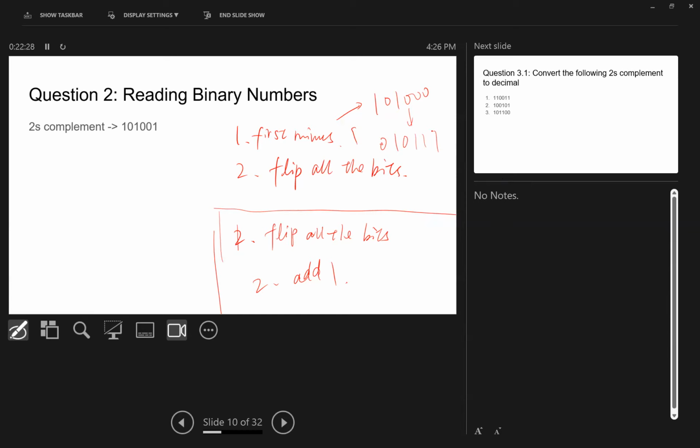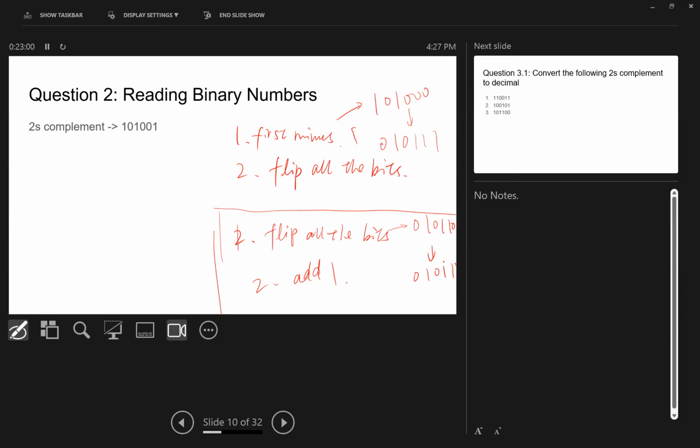And then we can also use the second method to do the transformation to get the absolute value of this representation. First it's quite similar. We flip the bits and it should be 0 1 0 1 1 0, and then we just add 1. And they are the same. Exactly the same result, right?